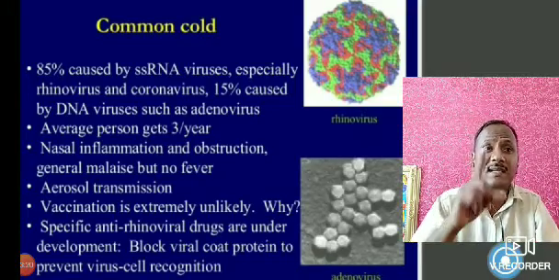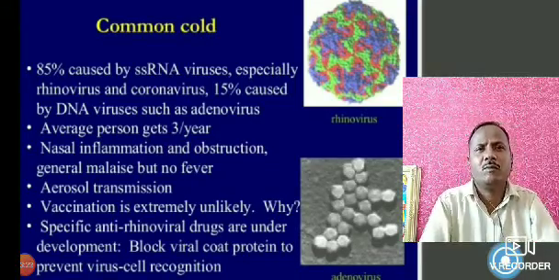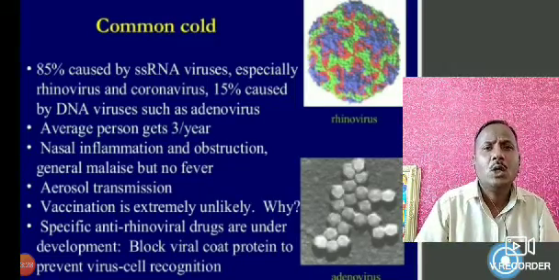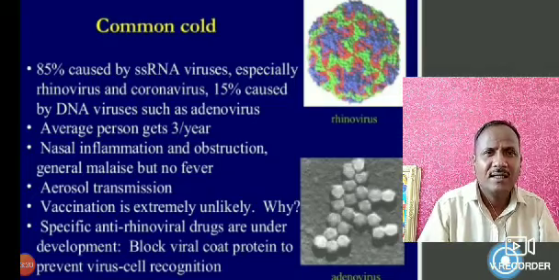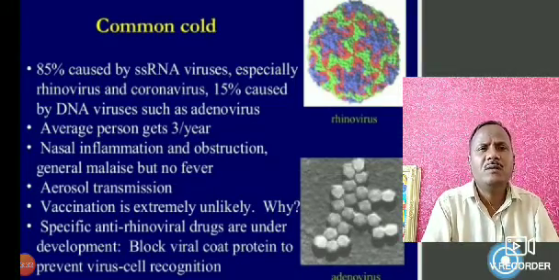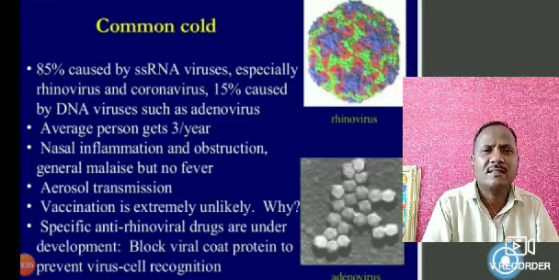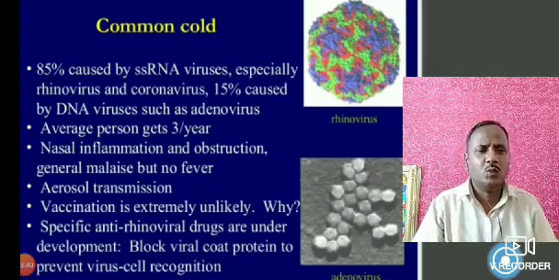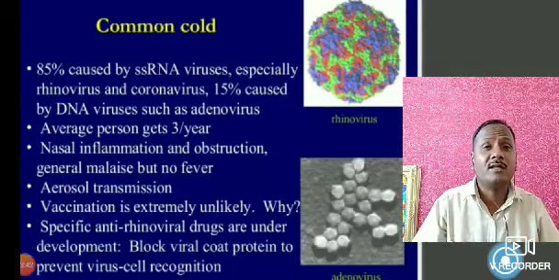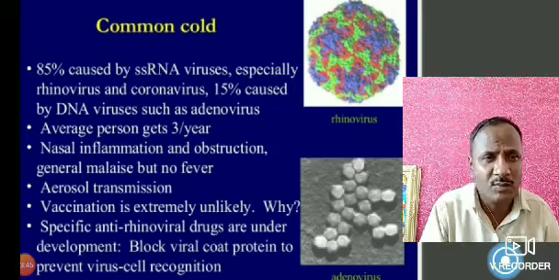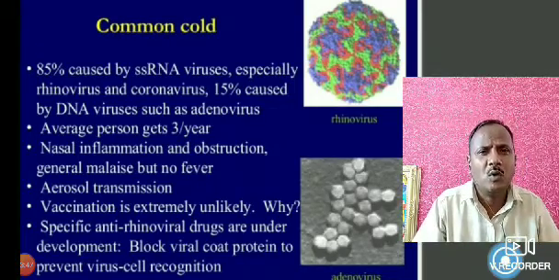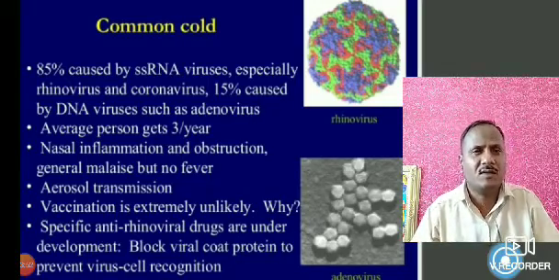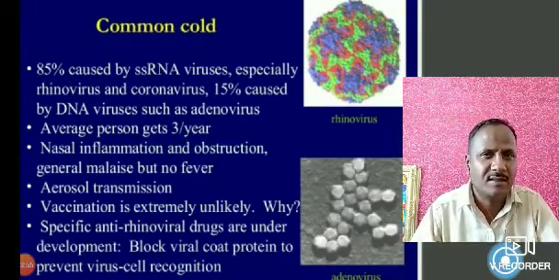It means that a single-stranded RNA virus is responsible for the common cold, especially rhinovirus and coronavirus. 15% is caused by DNA viruses such as adenovirus. This is the percentage-wise infection of viruses in humans that produce the common cold: 85% by single-stranded RNA viruses and 15% by DNA viruses.